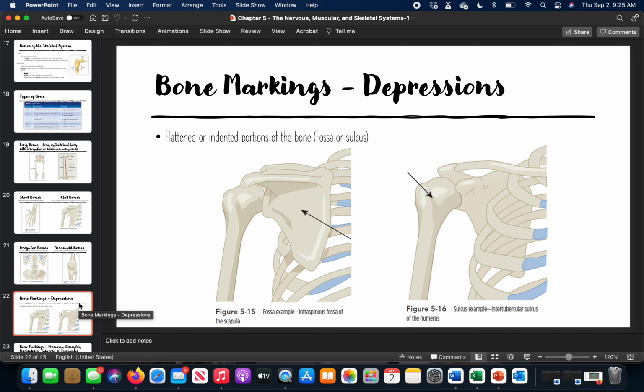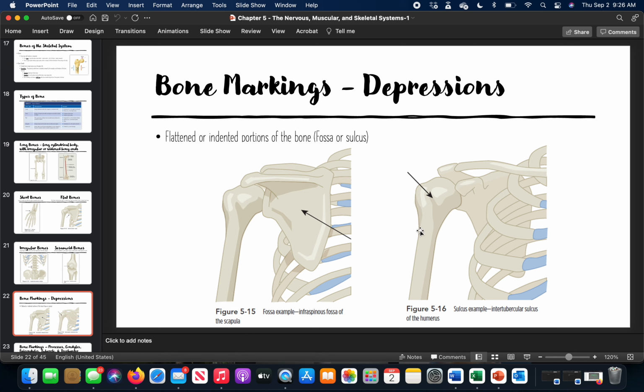Other things we want to talk about: bone markings. Bone markings are usually, like it says here, depressions. There are other examples we'll talk about in a second, but those bone markings are typically attachment sites for muscles. If you look here, this is what we would call the infraspinous fossa of the scapula on the left. That depression is flattened, and it's sitting a little bit lower, more recessed than anything.